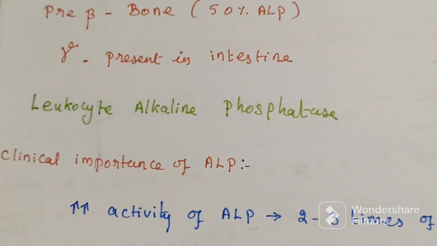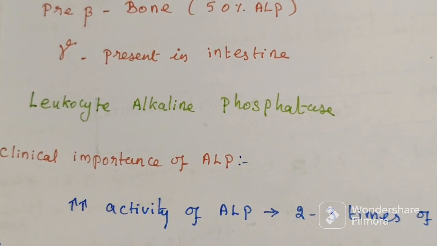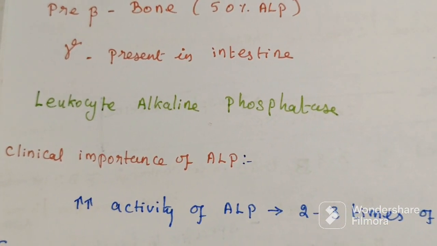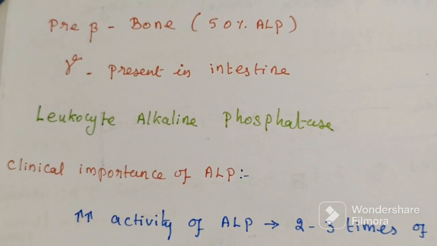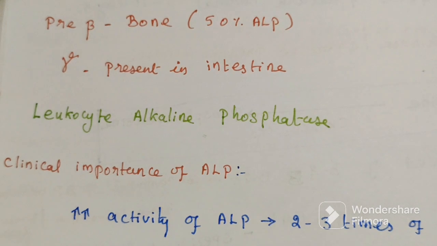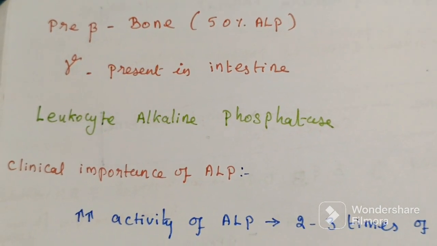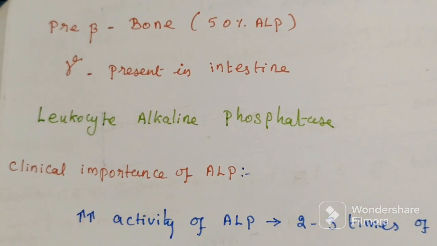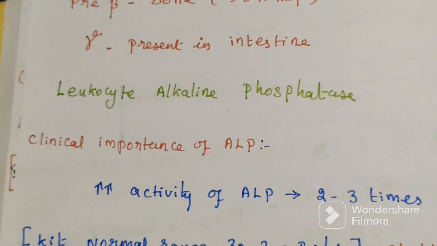The last one is leukocyte alkaline phosphatase, found in leukocytes. So these are the 6 isoenzymes: alpha 1, alpha 2 heat labile, alpha 2 heat stable, pre-beta, gamma and leukocyte alkaline phosphatase. Six isoenzymes of alkaline phosphatase.